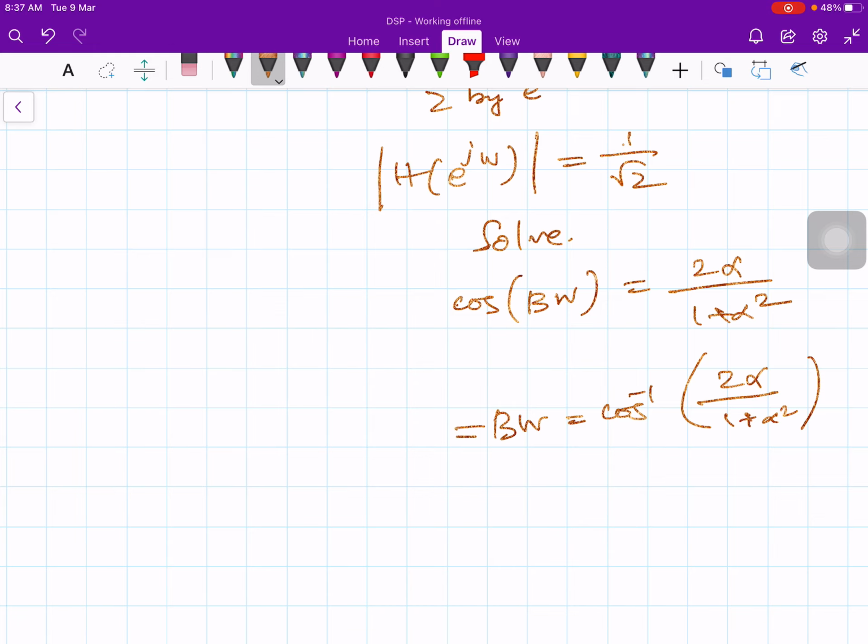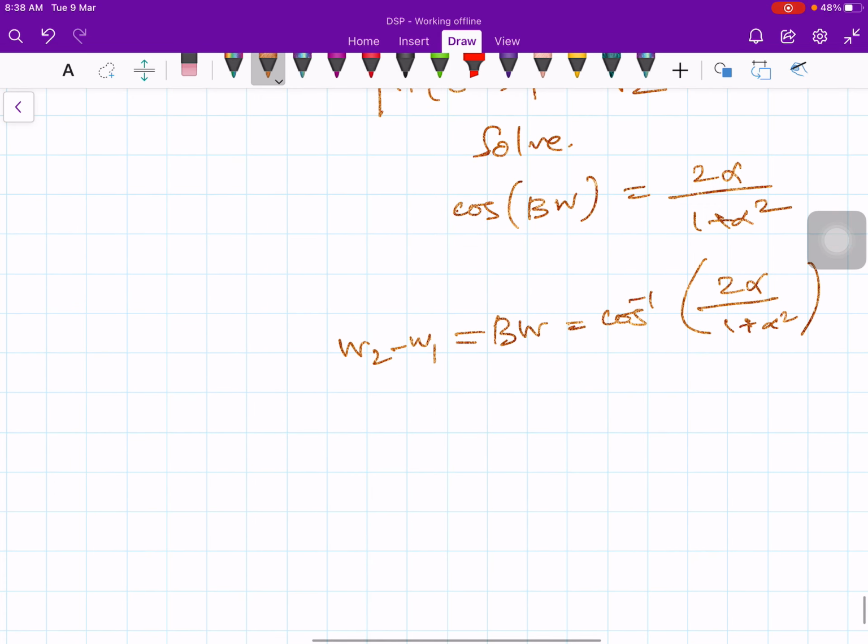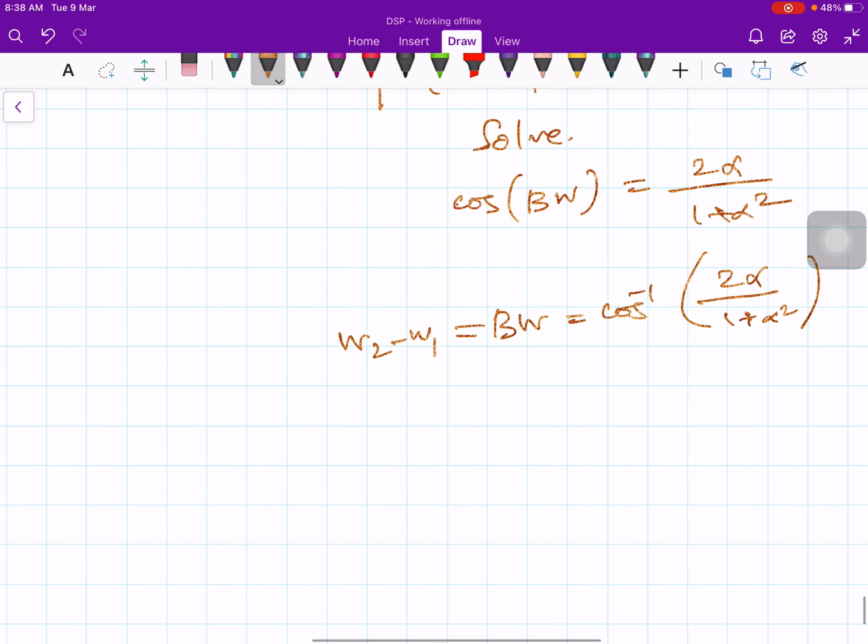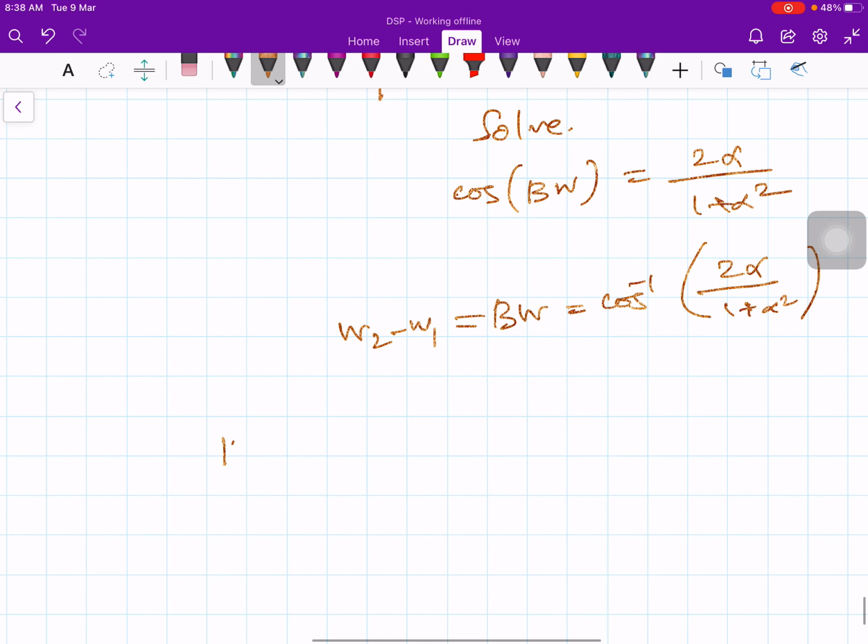What is the bandwidth? Bandwidth is ω2 minus ω1. Okay, so once again we have given the same relationship that we had in the band pass filter. Now what is H(z) in this case?